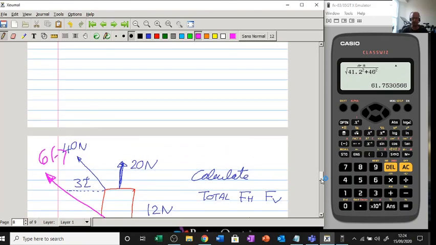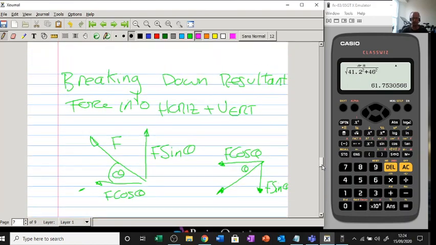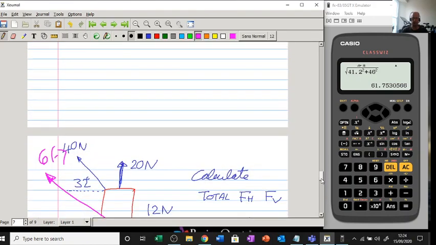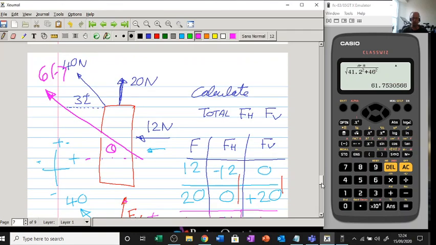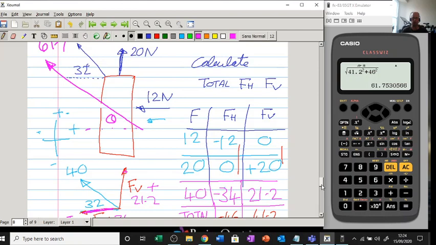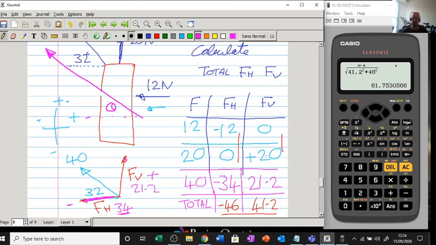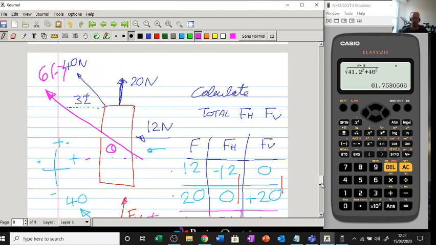So that is an example of breaking down forces into horizontal and vertical components, working out the total forces, and then working out the resultant force of those horizontal and vertical forces. It's easy when you've got a horizontal and a vertical, you can just add them up. But when you've got an angle, you've got to break them down, just like we did.